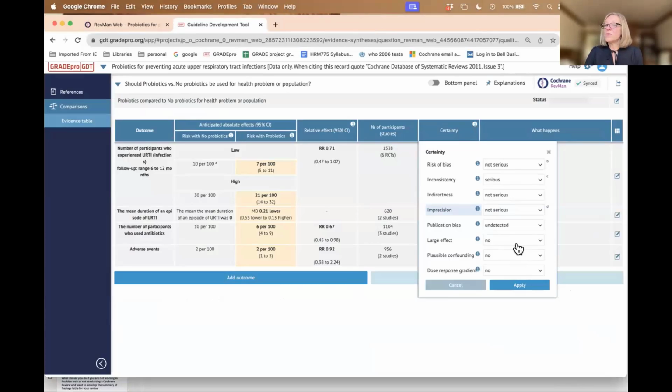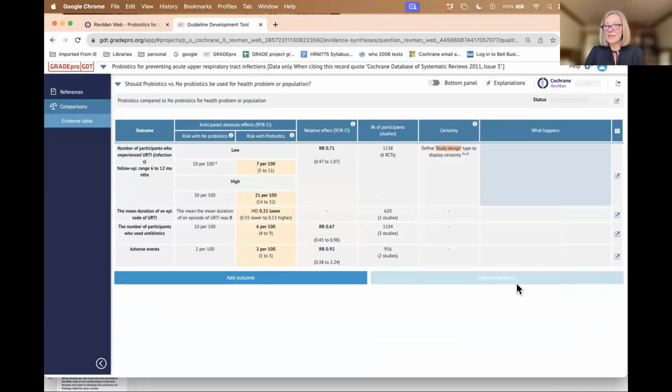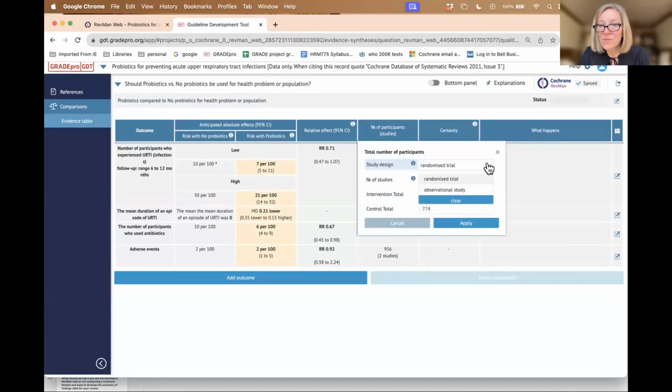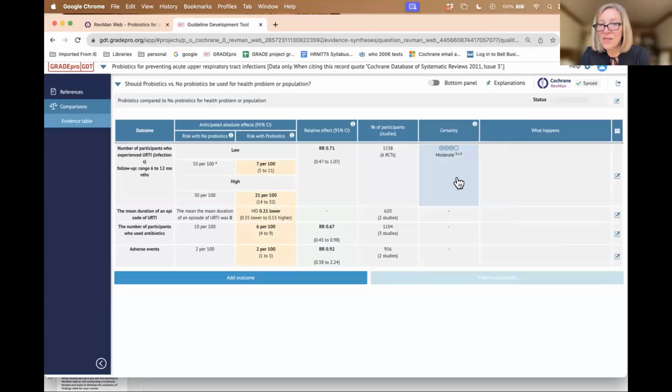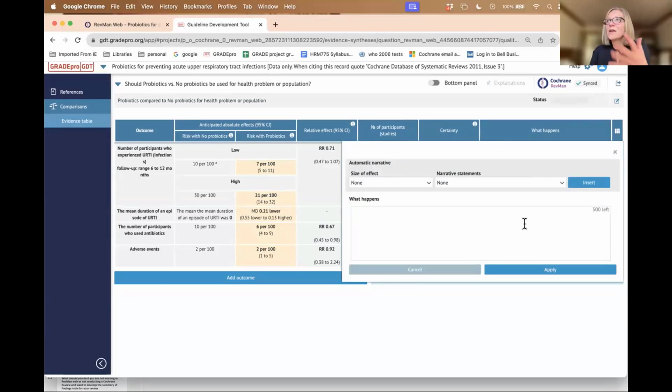Now I've done my GRADE assessment. I'm going to apply it. The study design is defined as randomized controlled trial. That's fine. And there we go. So we have a moderate certainty, and we now have the footnotes available. The other nice thing about this table is what happens here. This was purposely put into the table because we saw that people needed a narrative way of understanding what the results are. So basically, if I click on this, we've tried to automate the statements, and we've come up with some standard statements, and did some research on that.